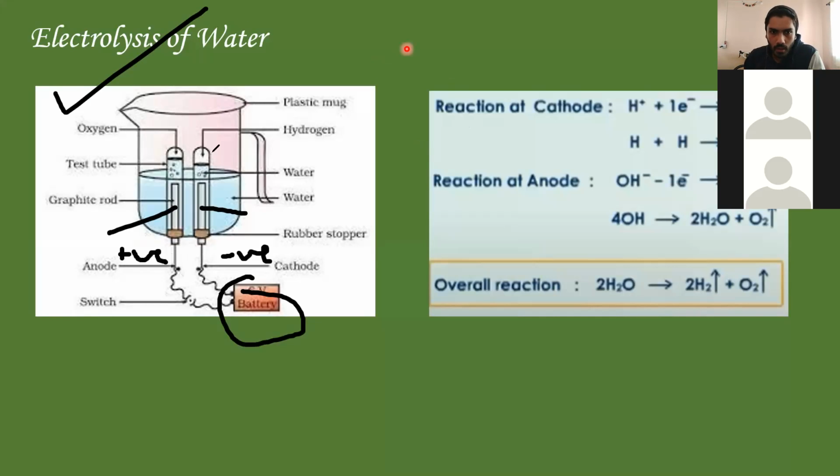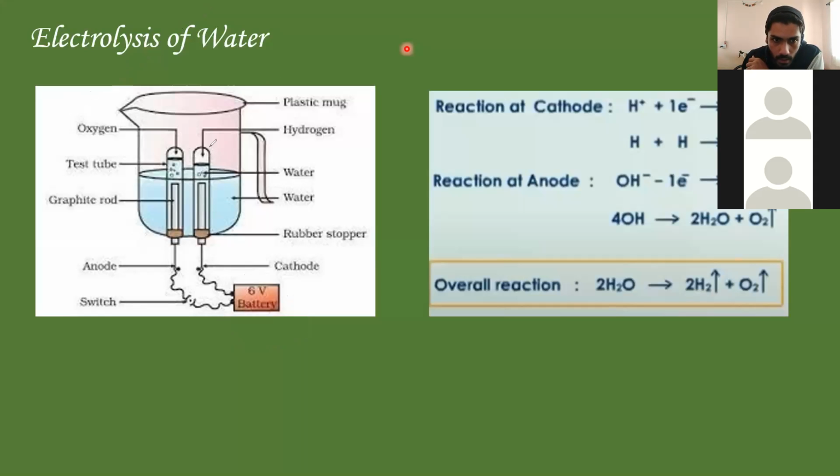Okay. What scientists saw, folks, if you look clearly over here, at the cathode we get hydrogen gas, and at the anode we get oxygen gas. The only difference between both of these is that this one is double the size of oxygen. Okay, it is bigger like this.